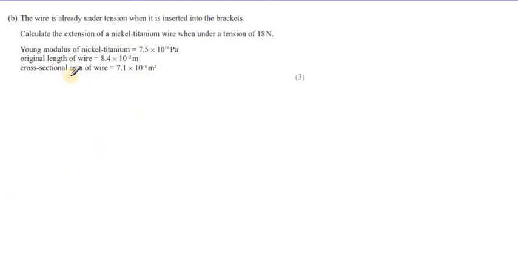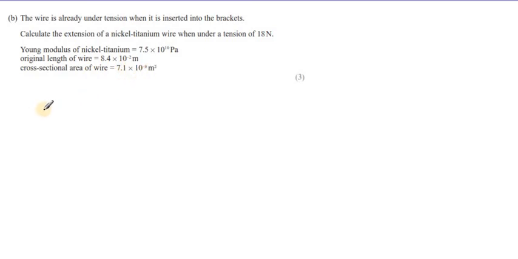Part B: the wire is already under tension when it is inserted into the bracket. Calculate the extension of the nickel titanium wire when under a tension of 18 Newton. The Young modulus of the nickel titanium is this, the original length is this, and the cross-sectional area of the wire is this.